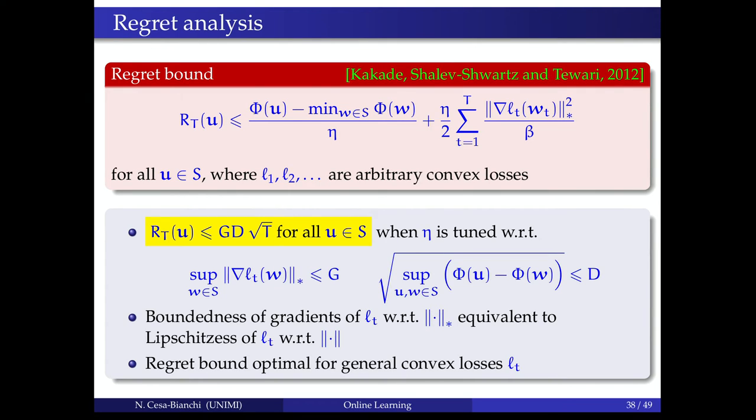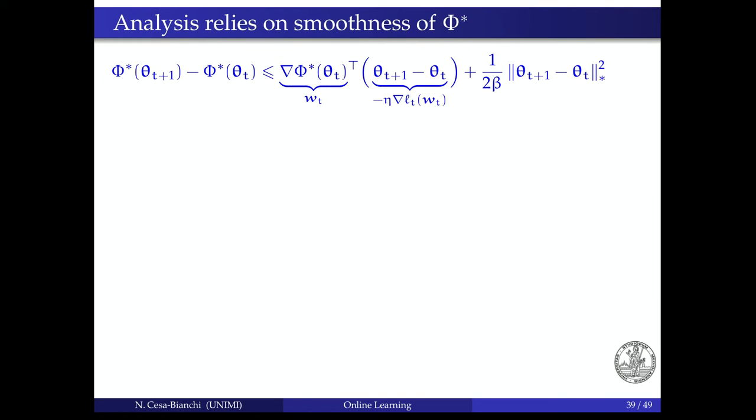Okay. I don't see the time, so it's pretty bad. Okay. Let's see. How do I do the analysis? The analysis really relies on the smoothness of the dual coefficient. So how do I proceed? I just write a definition of smoothness, okay, which is that. So I know because the regularizer phi was strongly convex, the dual will be smooth. And this is the definition.